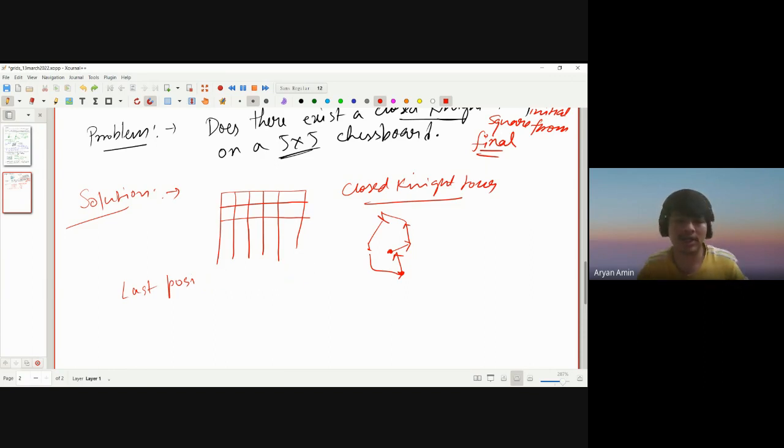So consider a move of the knight. Just draw the 5 cross 5. So suppose the knight started here, and now it can move to here, here, and here, right? So now consider the black and white coloring once again. I'll just use green for black because I'm out of colors. So this is green.